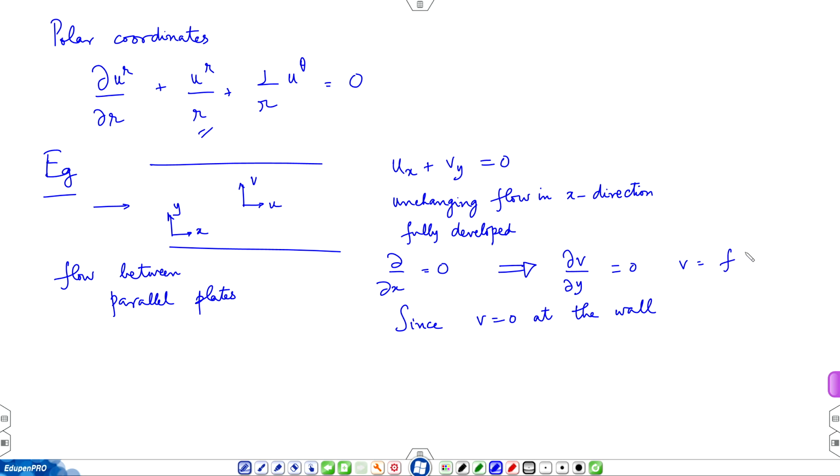So, here that function f x is the constant of integration. So, since v is equal to 0 at the wall, f x equal to 0. So, therefore, v is equal to 0 everywhere. So, in this simple example, mass balance tells you flow is going in one direction, then under fully developed flow conditions, the transverse velocity is 0.